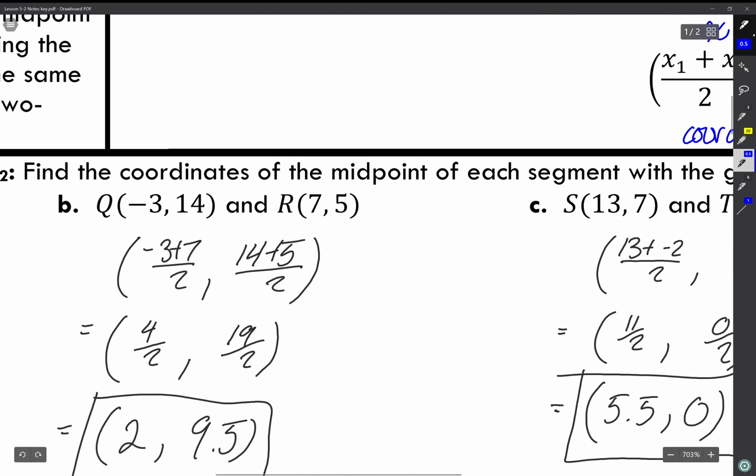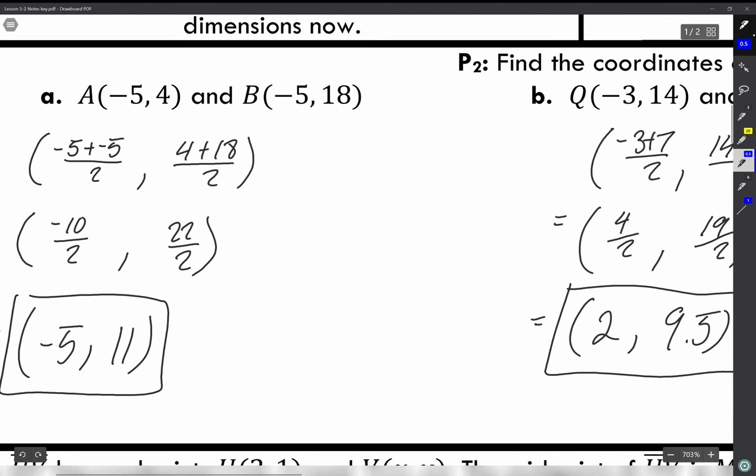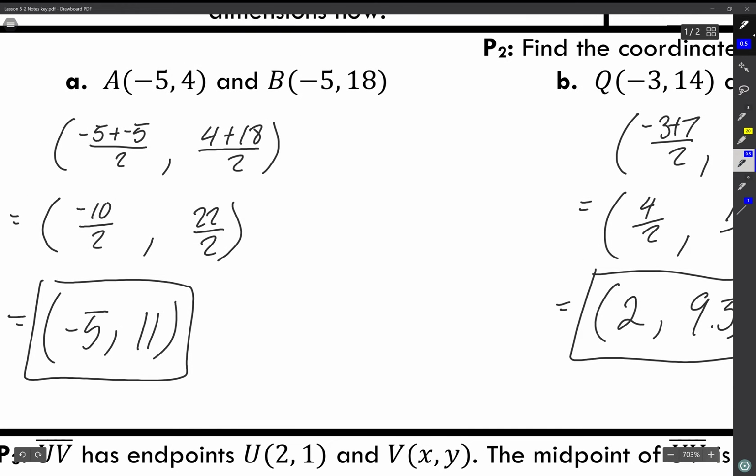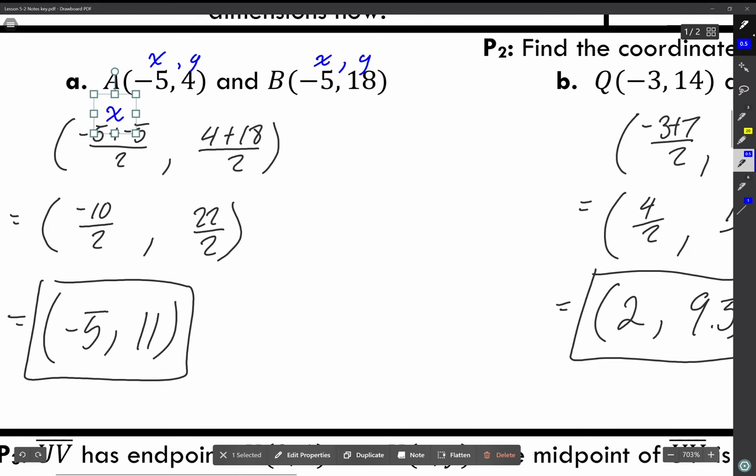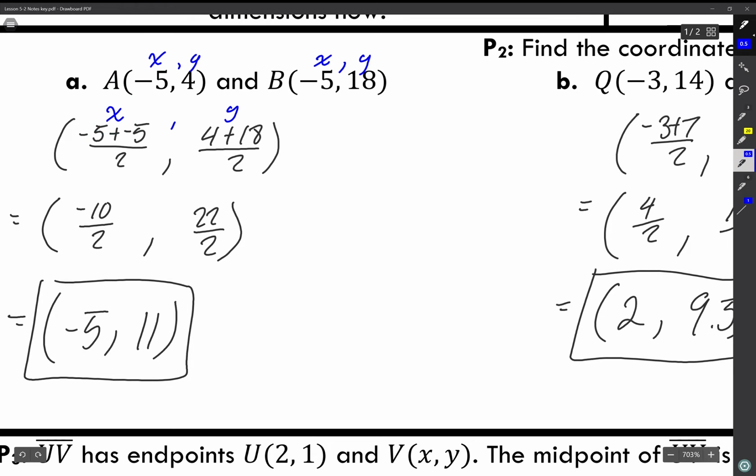Okay, so some examples. I'll explain A and B, and then you can see the rest of the answers. So for this one, we have A and B. This is my x, remember? This is my y. So we add the x's and divide by 2 to get the new x coordinate, and then we add the y's and divide by 2 to get the new y coordinate. Alright, so for the x's, we have -5, -5. So -5 plus -5 over 2. I'm just plugging straight in. Then we have 4 and 18, so 4 plus 18 divided by 2 is what we have right here.